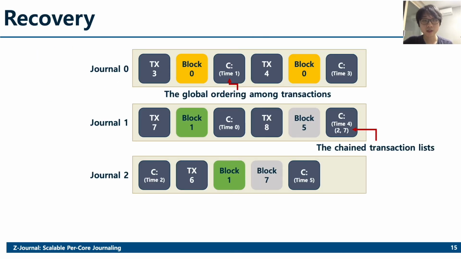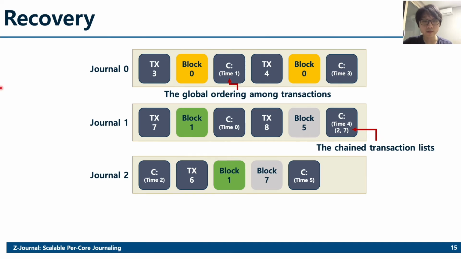A committed transaction stored in a journal area has three kinds of blocks, the same as JBD2: transaction descriptor blocks, data blocks, and a commit block. In Z-journal, the commit block also stores the chained transaction list of the transaction. In addition, the commit block also has the timestamp of the commit start time for the global ordering of transaction commits across multiple journals.